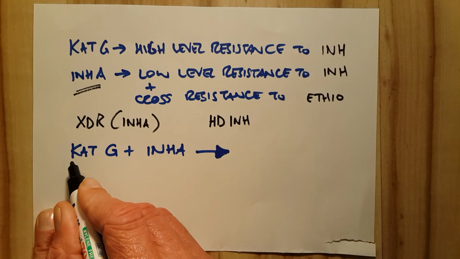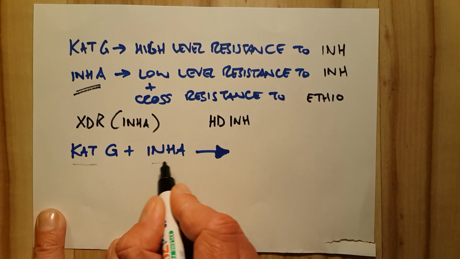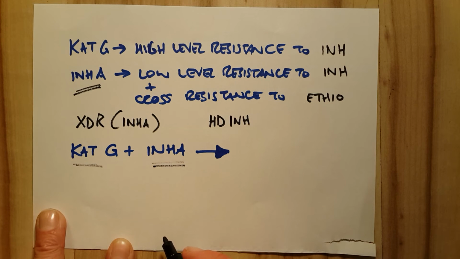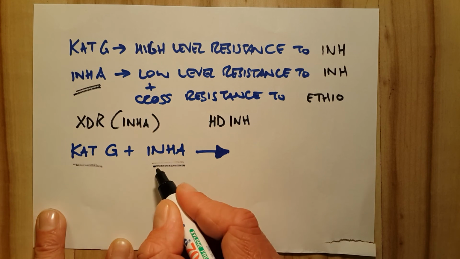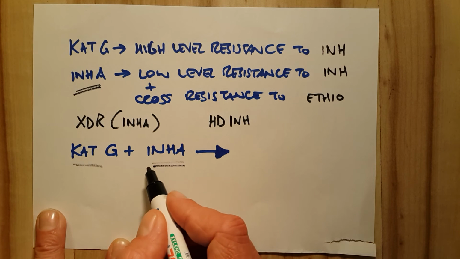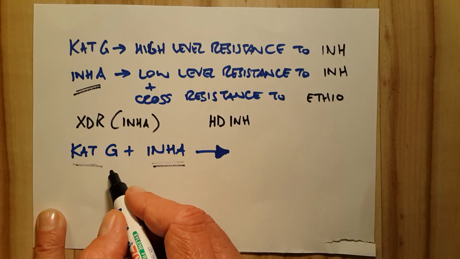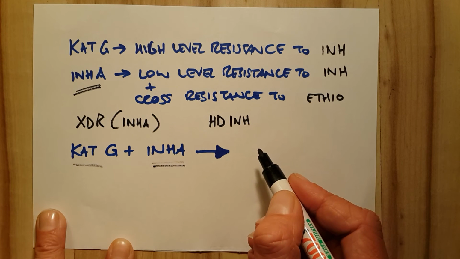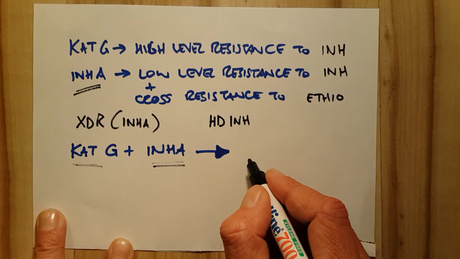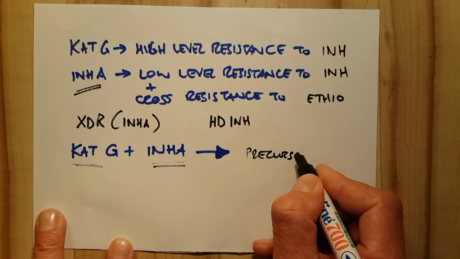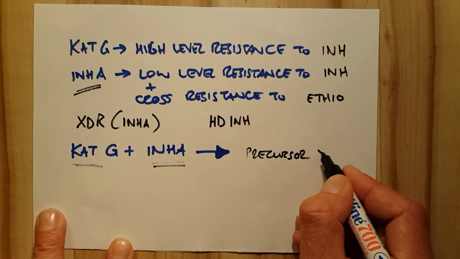If one looks at a drug-resistant TB strain with KatG and InhA, obviously now there is a concern because there's already resistance to ethionamide, and with the KatG, now you even have resistance to INH. So a lot of us think of this as a precursor to XDR.